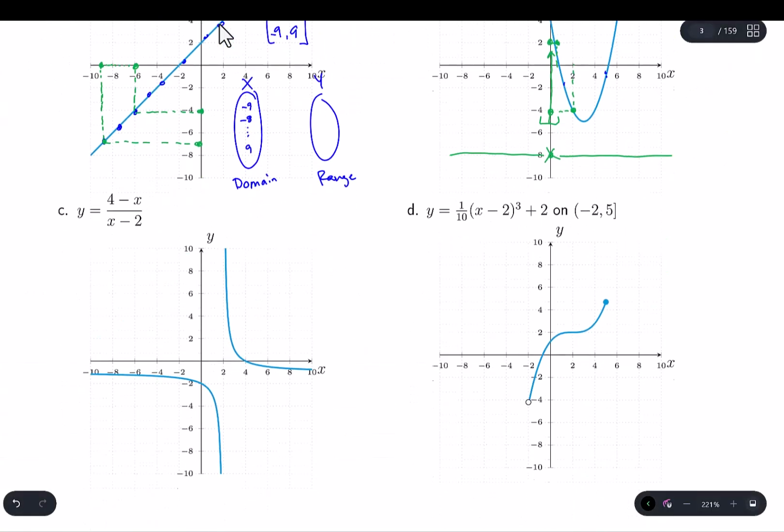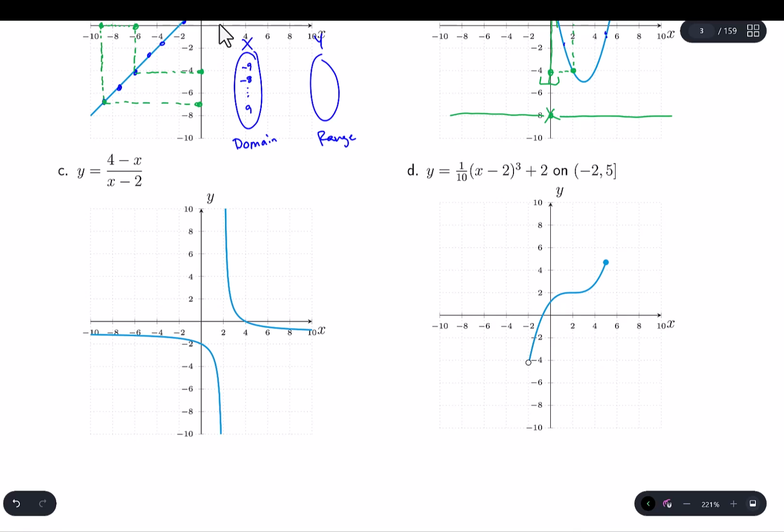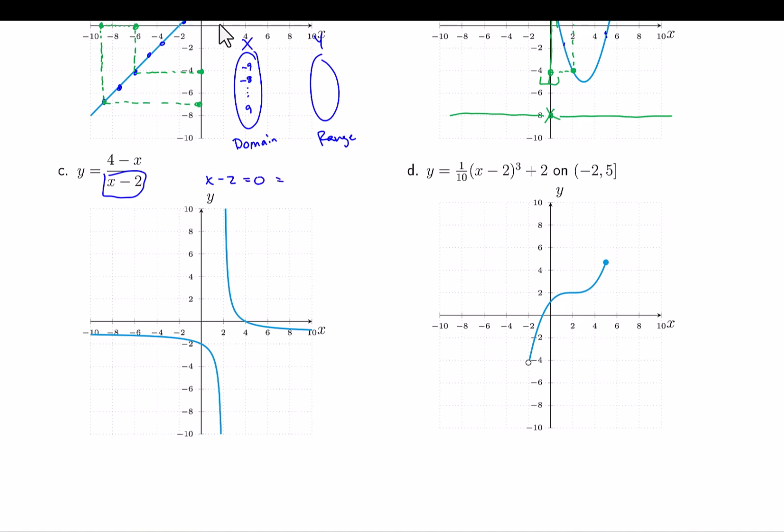Okay, now that we've done a couple of examples, I'm going to speed things up for the next couple here. The next one is a type of rational function. Rational functions often will have horizontal asymptotes and vertical asymptotes, which you should know a little bit about. Vertical asymptotes are places where we run into division by 0. So if you take x minus 2 and set that equal to 0 and solve, you end up with x equals 2. So that means there is a vertical asymptote at x equals 2.